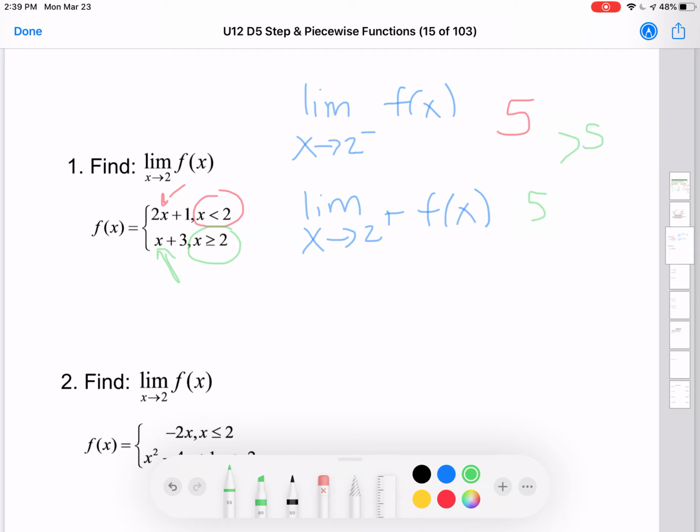Okay, so these guys are the same. So the limit does exist. The limit is 5. What does the limit mean? It's just the value that y is approaching as x approaches some value. So as x approaches 2, y is approaching 5. And the limit exists because it is the same.